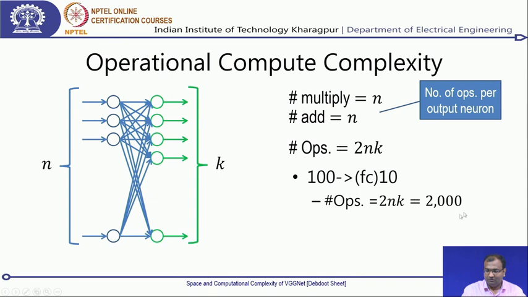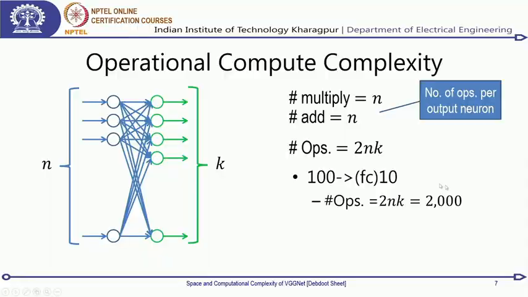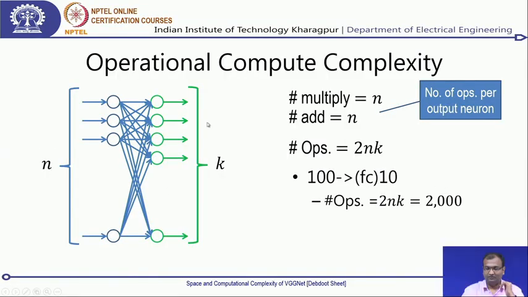In that case, my total number of operations is just 2000. Now, say that I have a machine which can do something like 200,000 operations per second. So, if I have 2000 operations to take place for a layer which connects 100 neurons to 10 neurons, and my machine can do 200,000 operations, it technically means that I can operate on 100 samples per second.